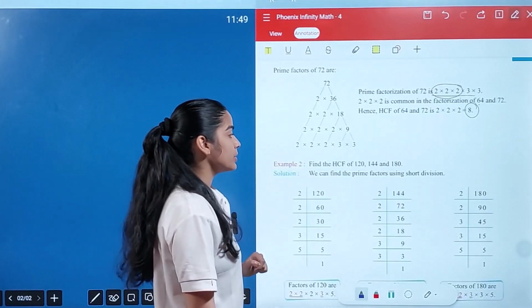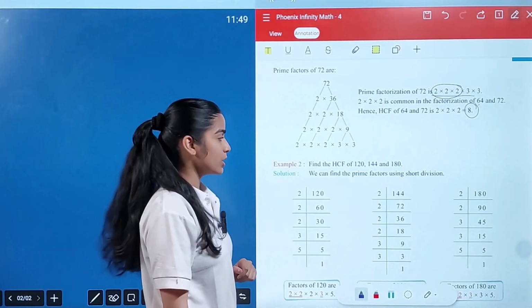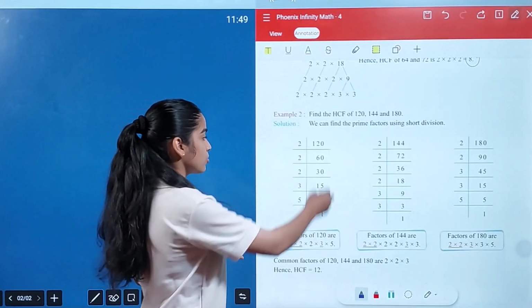Find the HCF of 120, 144 and 180. So you have to take it like this.